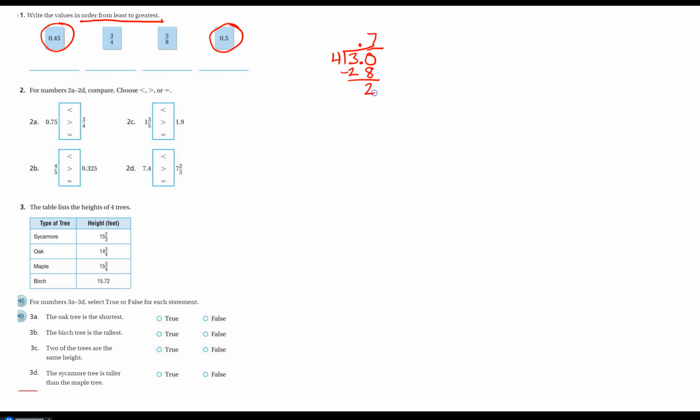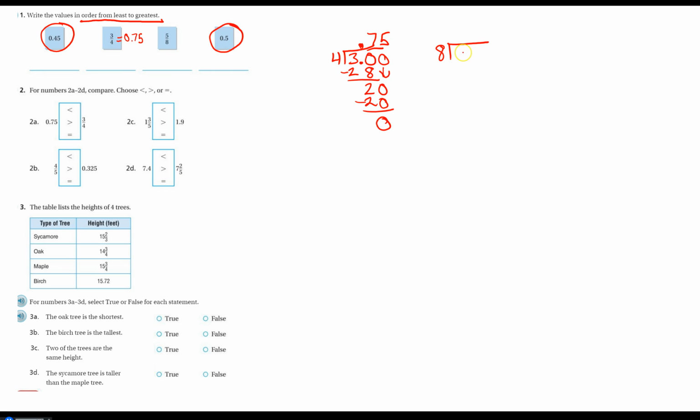Subtract gives us 2. Whenever we have a remainder and we're changing a fraction into a decimal, we can always add another 0 and bring it down. 4 goes into 20 5 times. 5 times 4 is 20 exactly. Subtract gives us 0, so we don't need to bring anything else down. So 3/4 is equivalent to 0.75. All right, let's go ahead and change 5/8 now.